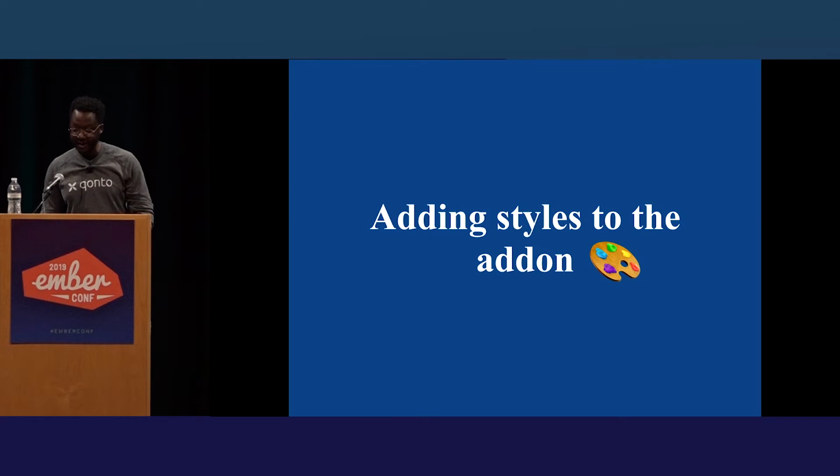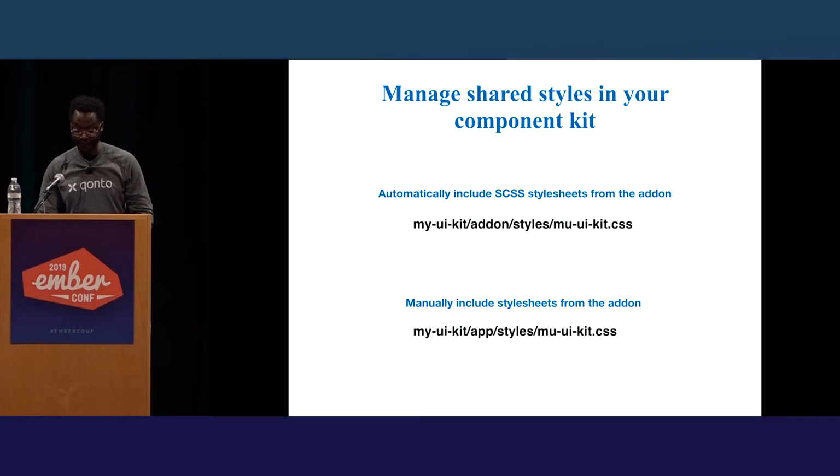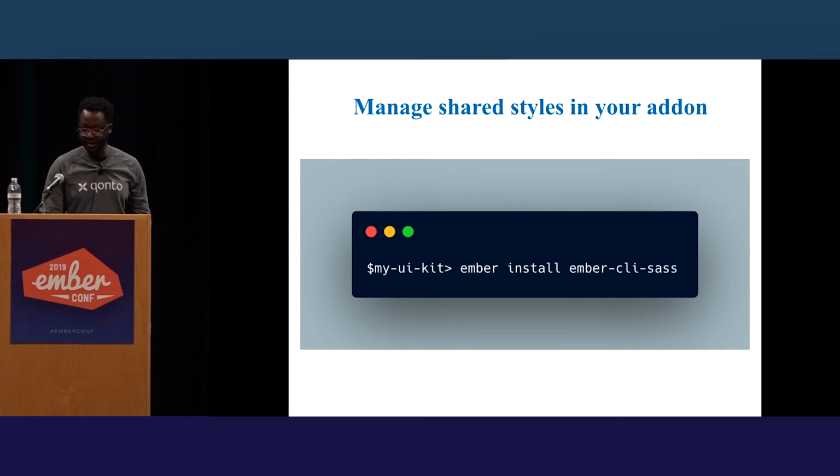Now, how to add styles to the add-on? Something that might be a little confusing at first is that the style you put in the add-on style folder will be automatically included in your app, and the style that you put in the app style folder will have to be imported manually. Once you understand this, you're good to go. You can install Ember CLI Sass, and everything will work.